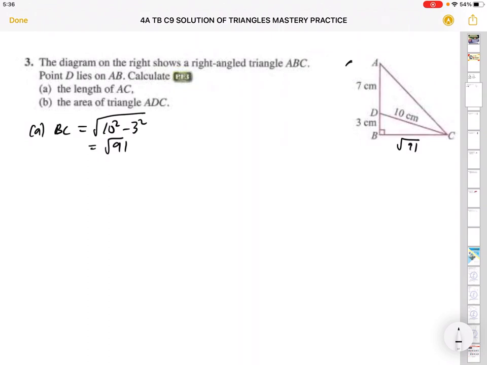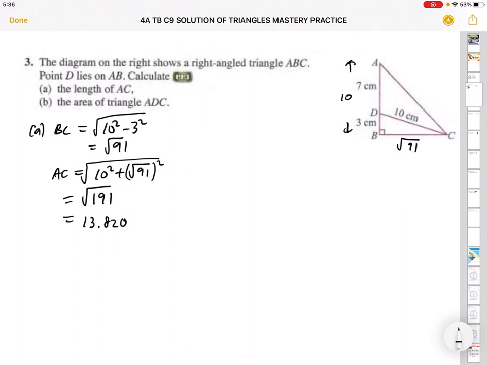Now the length from A to B is 10. So to find AC, I'll take 10 squared plus square root 91 bracket squared. Since AC is the longer side, we have to plus. In this case, it is square root 191. Now if you use a calculator, square root 191 is going to give us 13.820.